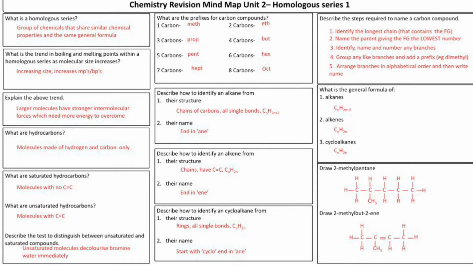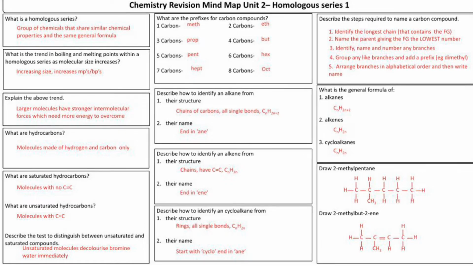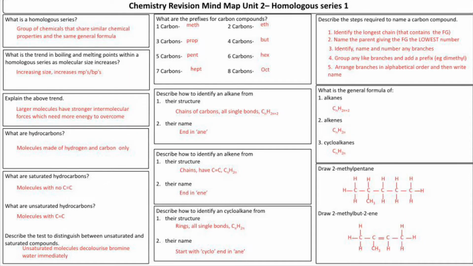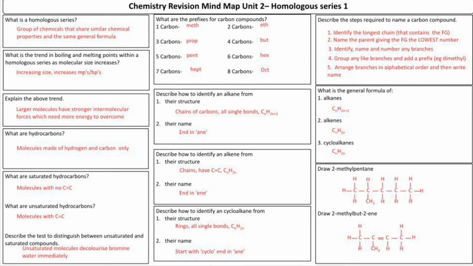So look to see if there's a double bond. No double bond, then ane. Count the longest carbon chain. The longest in this one is 5, so it's pentane. Look to see what the branch is. We have a single carbon branch, so that's going to be a methyl. And then you look to see what carbon number it's on. It's on carbon number 2, so it's 2-methylpentane.